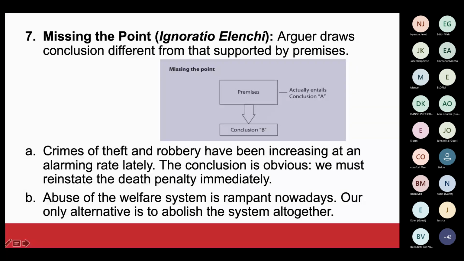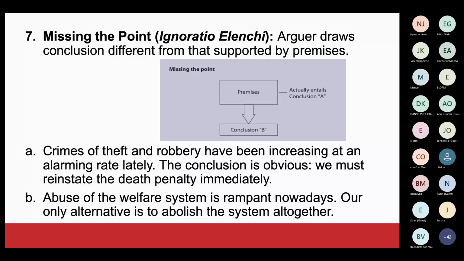As the crimes of theft and robbery have been increasing at an alarming rate lately. That is the premise. Now look at the conclusion the arguer poses. It says, the conclusion is obvious. We must reinstate the death penalty immediately. How relevant is reinstating the death penalty to the crimes of theft and robbery increasing? How relevant is it? They are two different things.